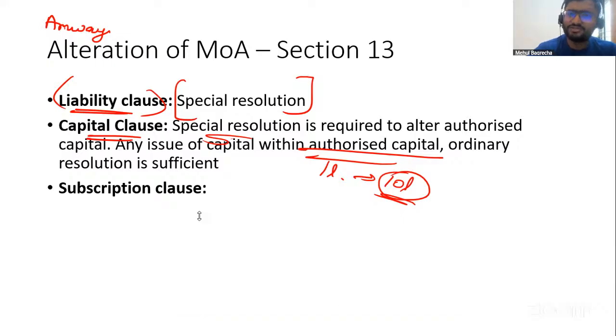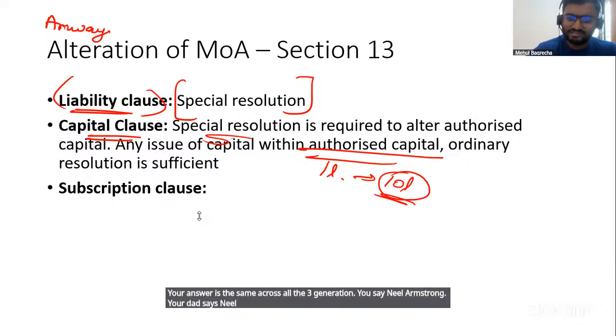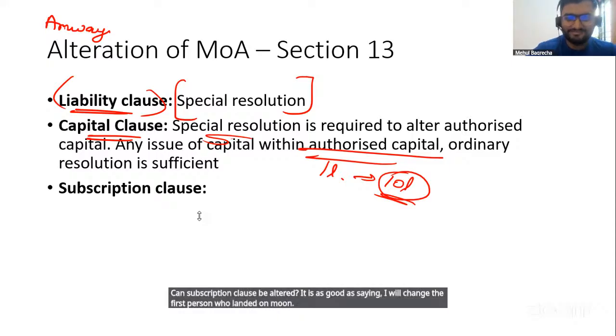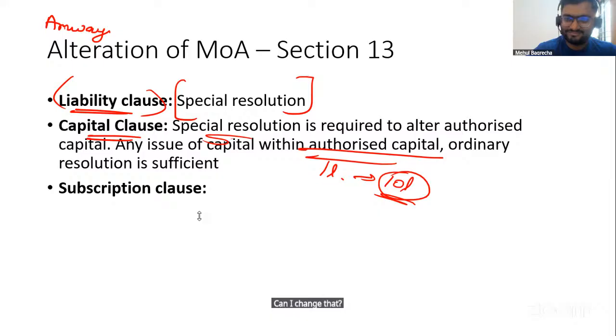Your answer is the same across all three generations. You say Neil Armstrong. Your dad says Neil Armstrong. Your kid says Neil Armstrong, because the first person cannot change. Therefore, those of you who were nodding your head, Aparna, can the subscription clause be altered? It is as good as saying, I will change the first person who landed on the moon. Can I change that? So can I change the subscription clause? 100% no. Subscription clause cannot be altered.